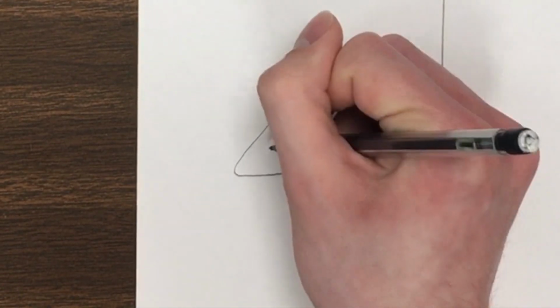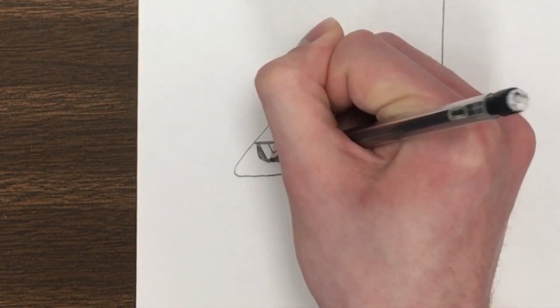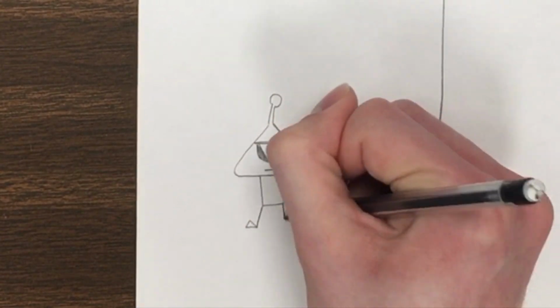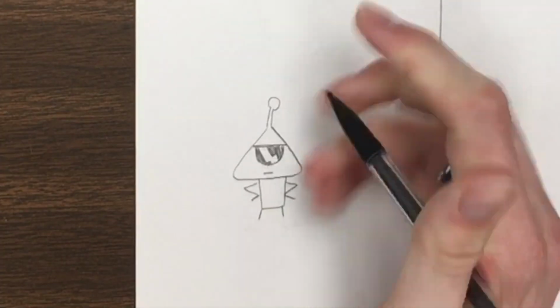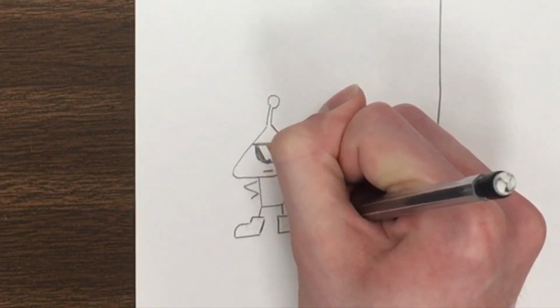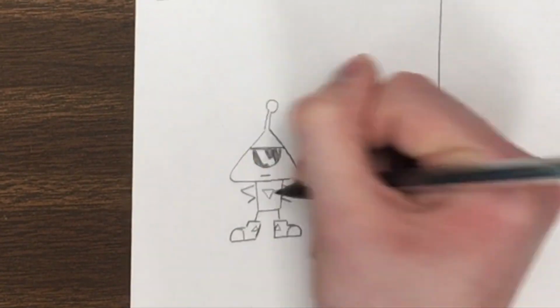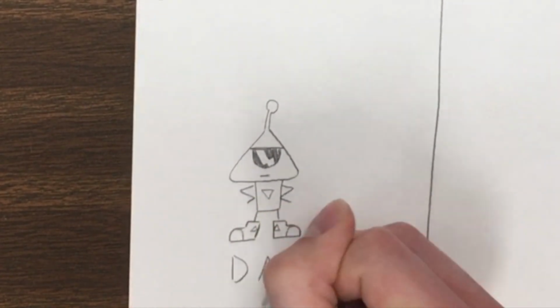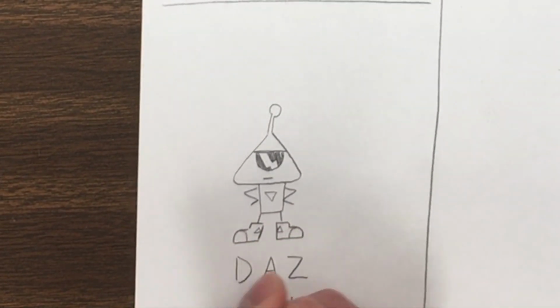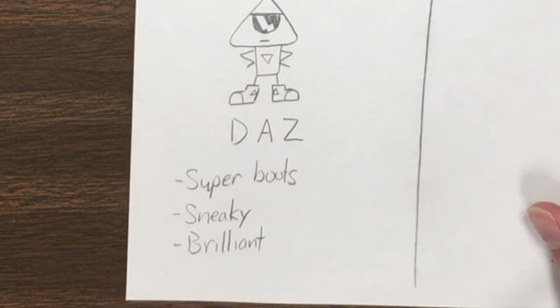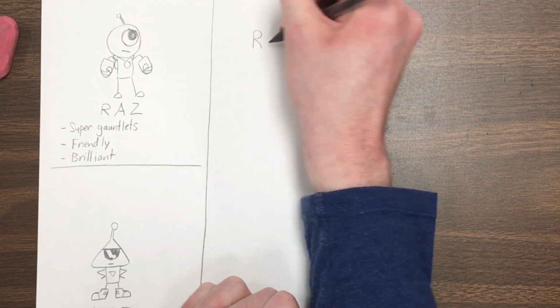Here is my bad person character. This guy's name is Daz, and you can't see it very well, but he has super boots, he's sneaky, and he's brilliant as well. Now, go ahead and write the name of your story.